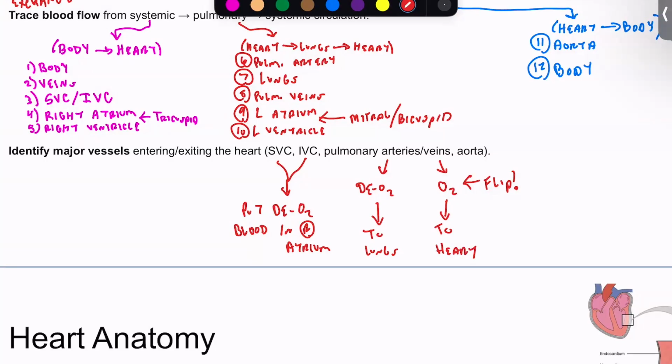And then lastly, we've got the aorta. So this is the largest artery in the body, and it's going to carry our blood from the left ventricle to our systemic circulation.